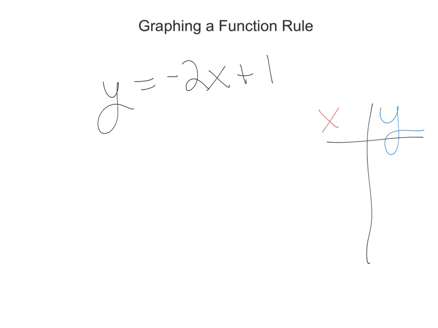In this case, if I plug in, let's say, 0 for x, negative 2 times 0 is 0, plus 1 is 1. So when I plug in 0 for x, y is 1. If I plug in 1 for x, negative 2 times 1 is negative 2, plus 1 is negative 1. If I plug in 2 for x, negative 2 times 2 is negative 4, plus 1 is negative 3. And so on and so forth, and you can keep building a table. Usually about 5 points will be sufficient.